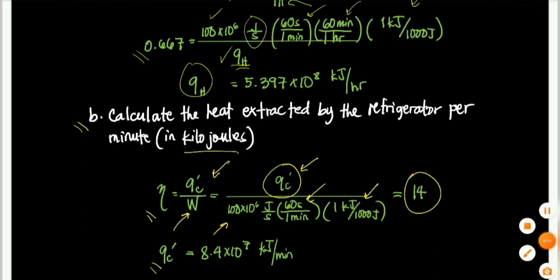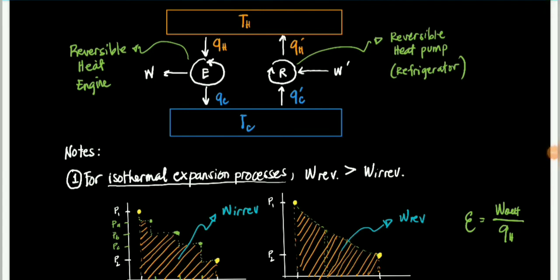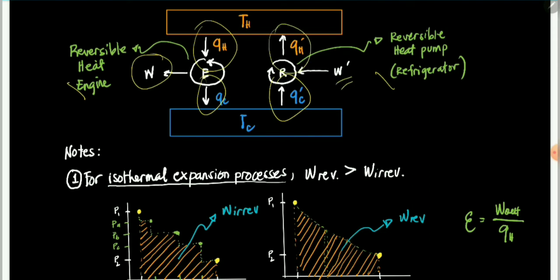Okay? So here we have the diagrams of the reversible heat engine and the reversible heat pump or the refrigerator. So for the reversible heat engine, makikita natin na heat is being extracted doon sa higher temperature reservoir. Some of the heat is converted to work and the rest of the heat is released doon sa ating lower temperature reservoir. Dito naman sa heat pump, QC prime or the heat from the cold reservoir is extracted by the engine by the use of some work, which is the work prime in this diagram. Tapos the resulting QH prime is released dun sa ating higher temperature reservoir.